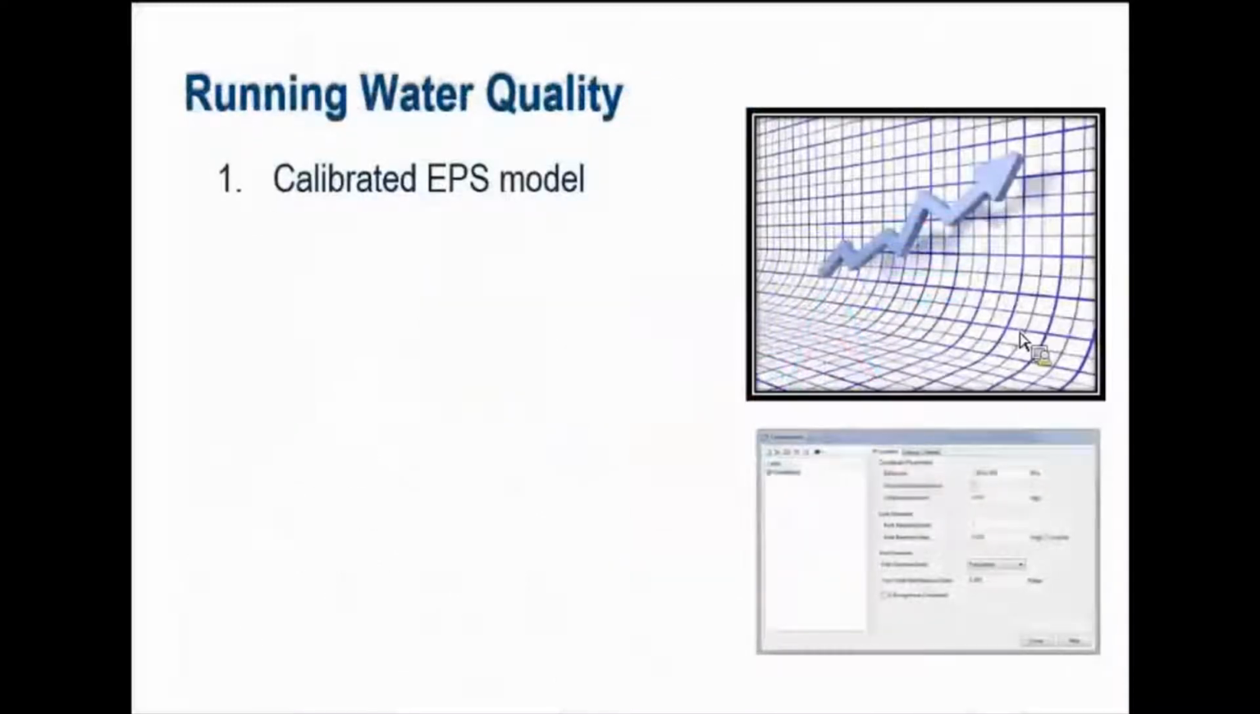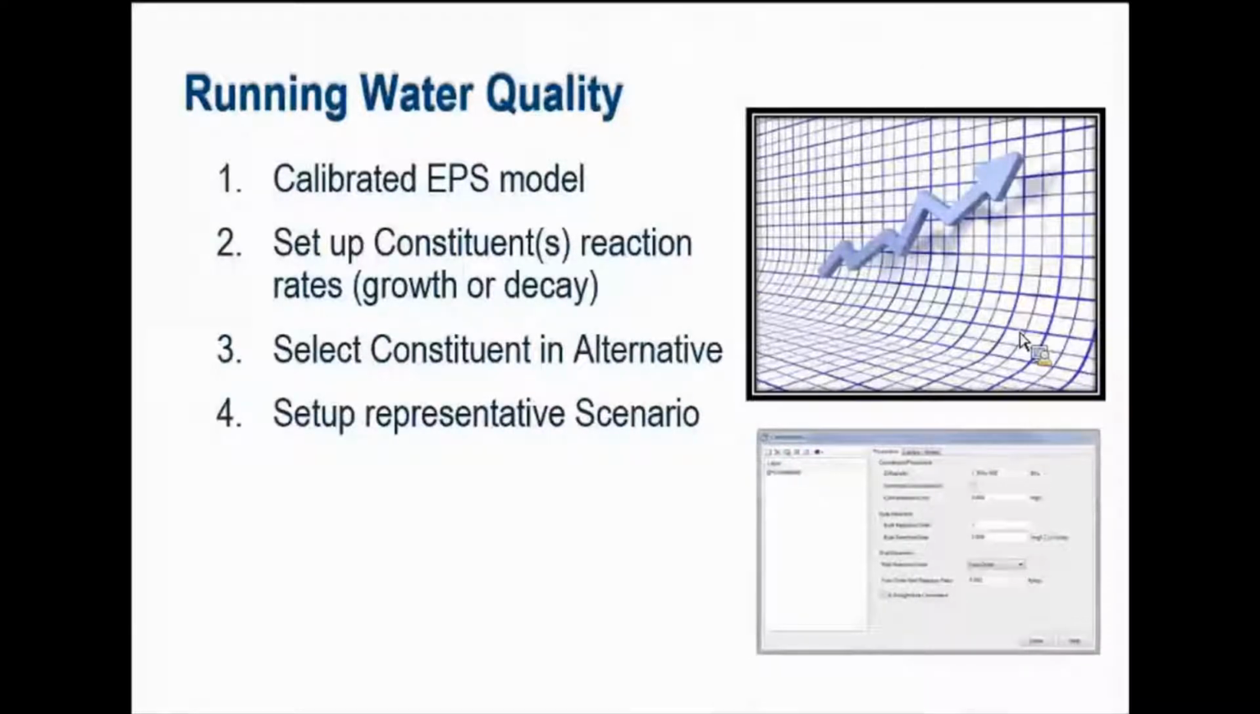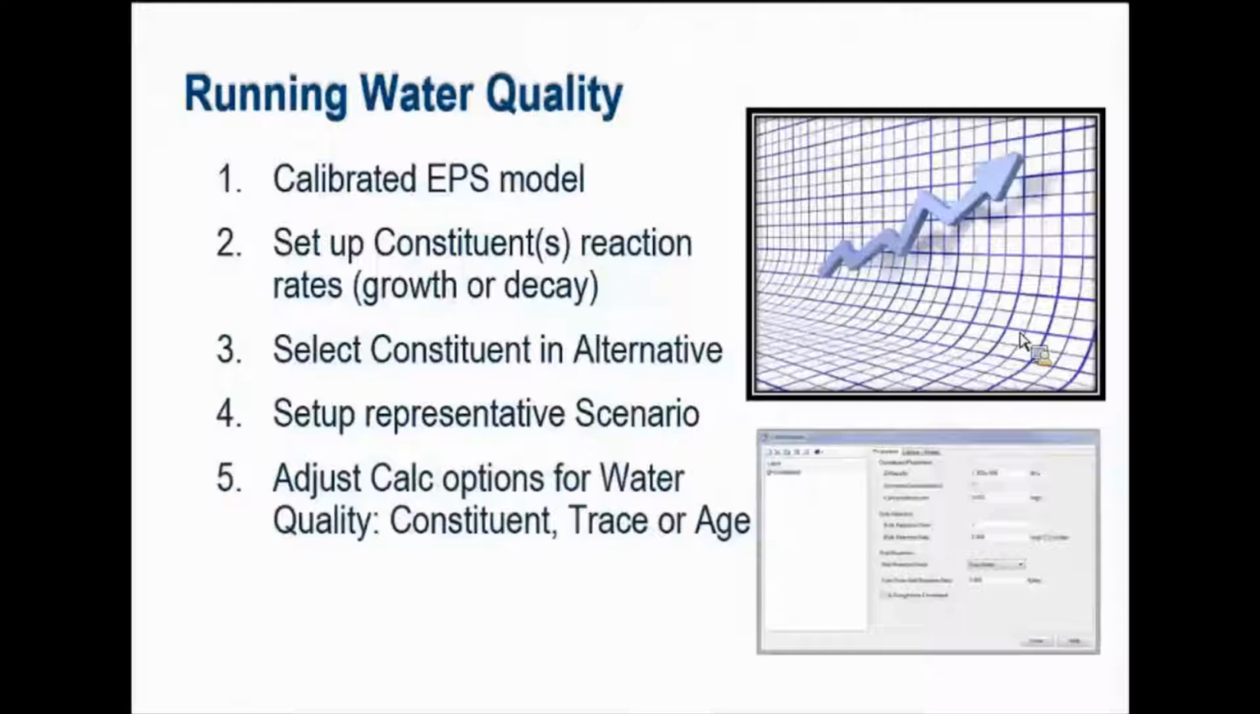To run a water quality model, you will need to have an extended period simulation that's calibrated, set up the constituent reaction rates, whatever those are, for the constituent you're interested in. Select the constituent in the alternative, so chlorine or total dissolved solids or something. Set up the representative scenario, maximum day, minimum day. Maybe you care about minimum day because the tanks are going to sit longer. Maybe that's of importance. So that's the one you pick. Adjust the calculation options to basically tell the model, hey, I want you to run a constituent analysis or a water age analysis, and then press compute.